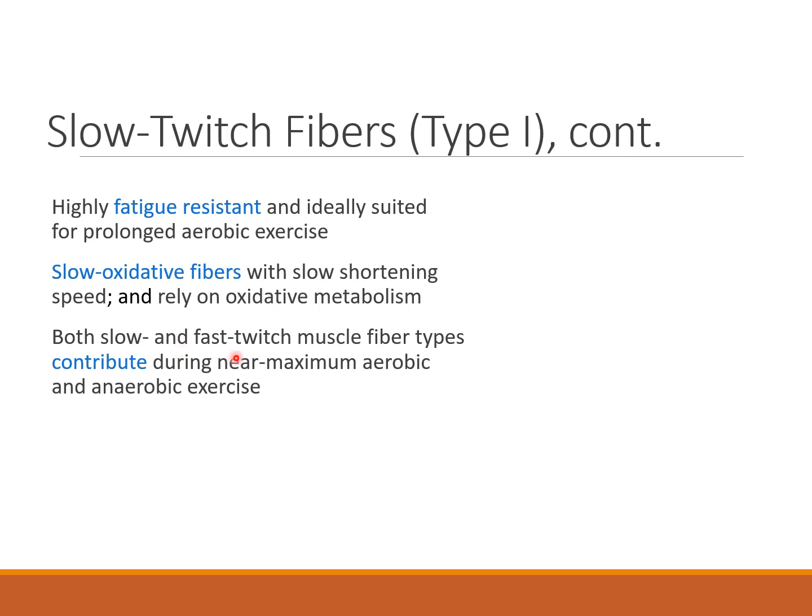Both the slow and the fast twitch muscle fiber types contribute during near maximum aerobic and anaerobic exercise. When I went through school, I thought that aerobic athletes like marathon runners were just all type 1. Well, it's not true. We actually have a mix. So even for elite athletes that train at very, very high levels, on one end or the other, they actually have a mix. They might have more of one that they've trained for, but they're always going to have a mix of different muscle fibers.